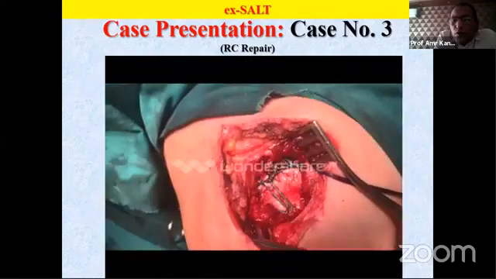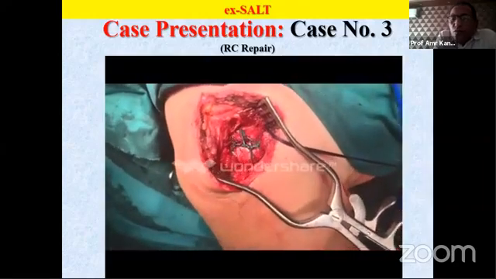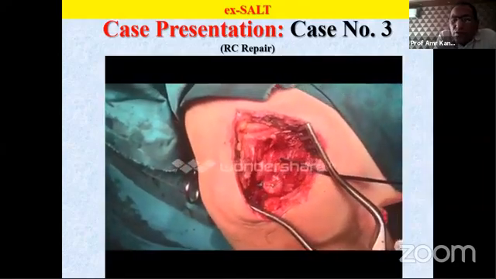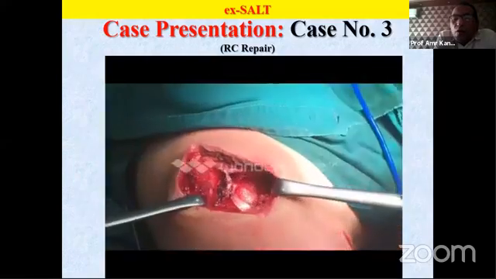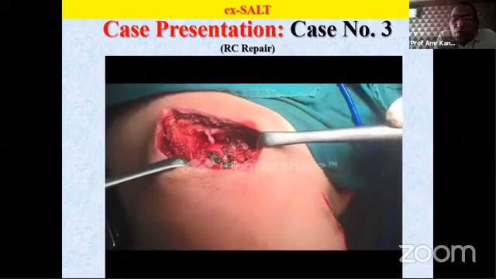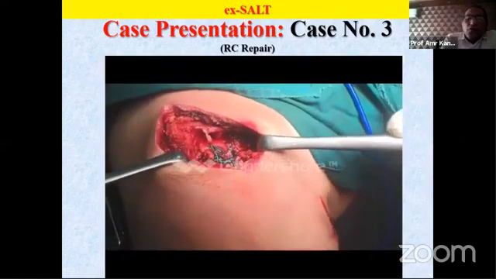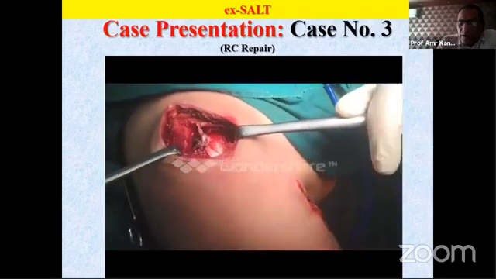Then this was followed by mini open repair of the rotator cuff due to insurance and cost issues. And finally, the whole construct was tested under dynamic conditions, especially in provocative positions for anterior glenohumeral dislocation, in extreme positions of abduction and external rotation.